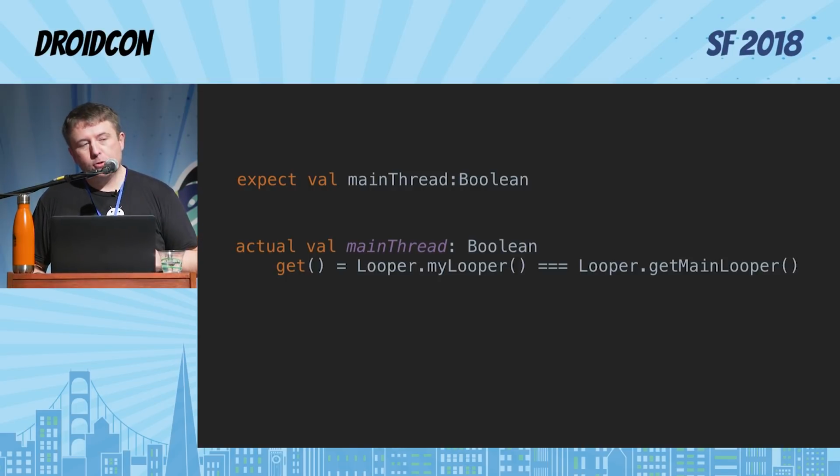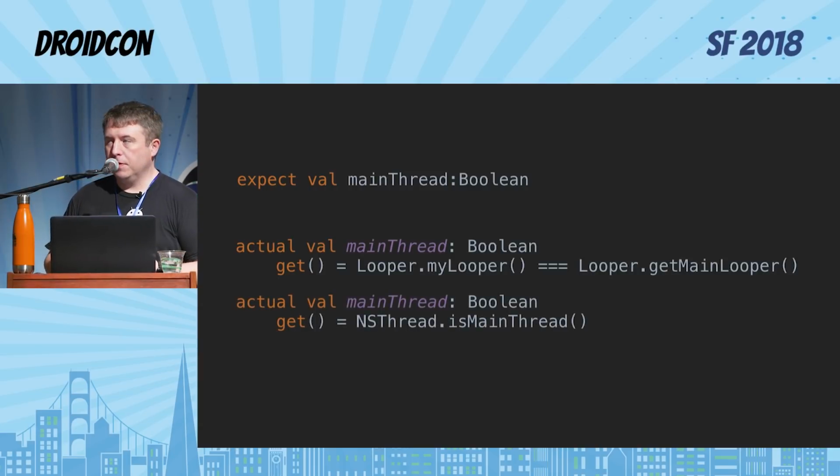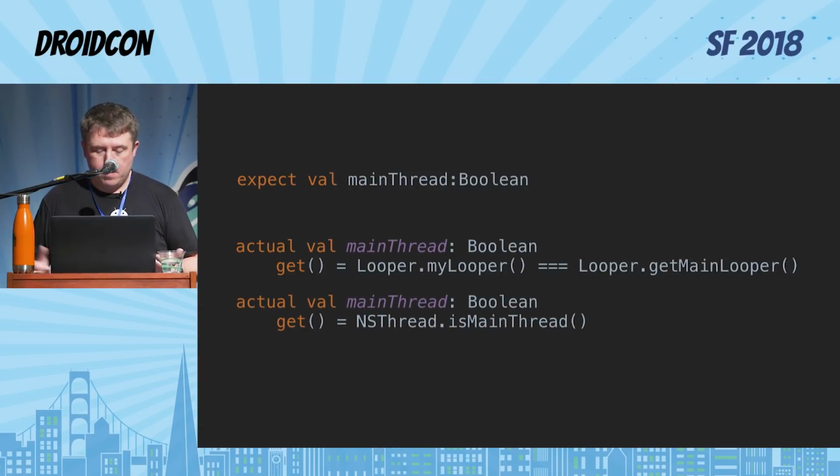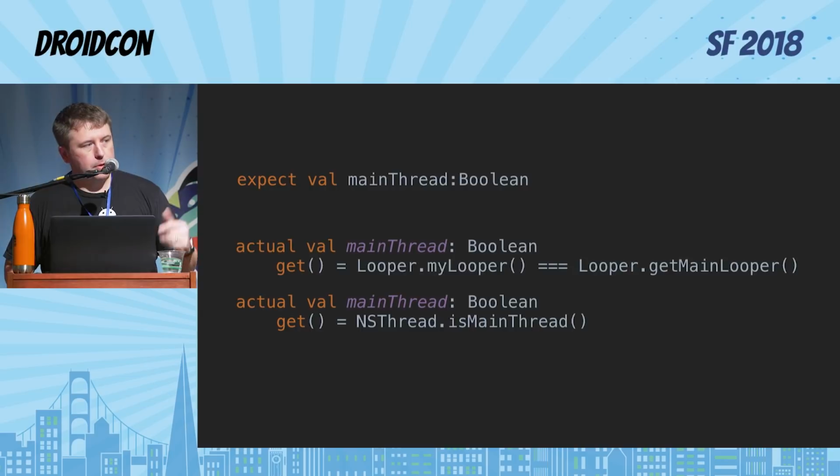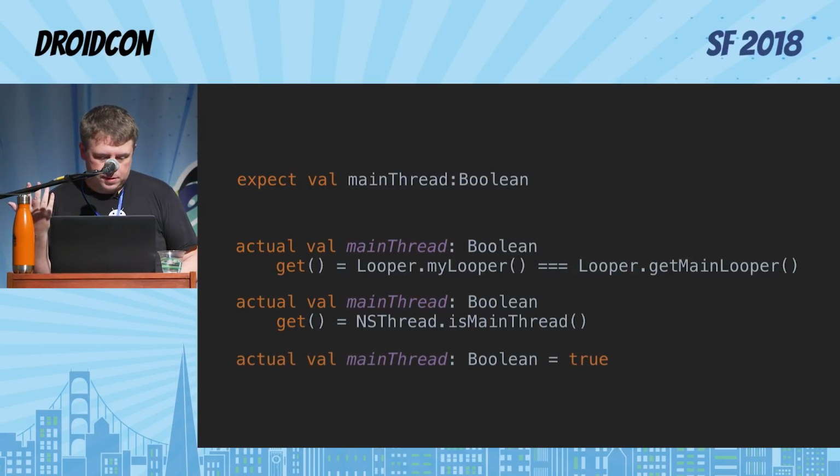On Android, you're going to check and see if your looper is the main looper. On iOS, there's this convenient Boolean that comes in the form of a method. And just to close the circle, if you were doing JavaScript, it would look like that, because you're always in the main thread, right?